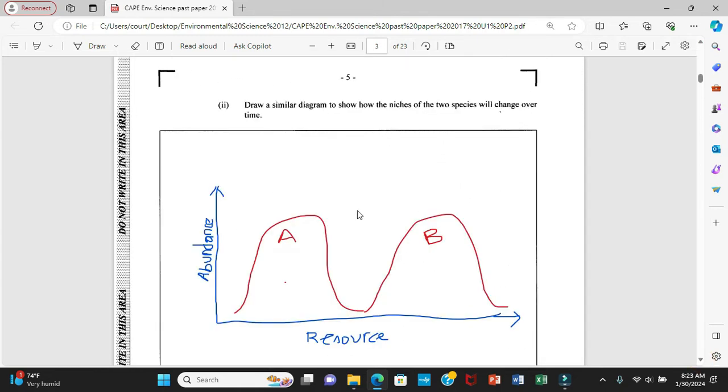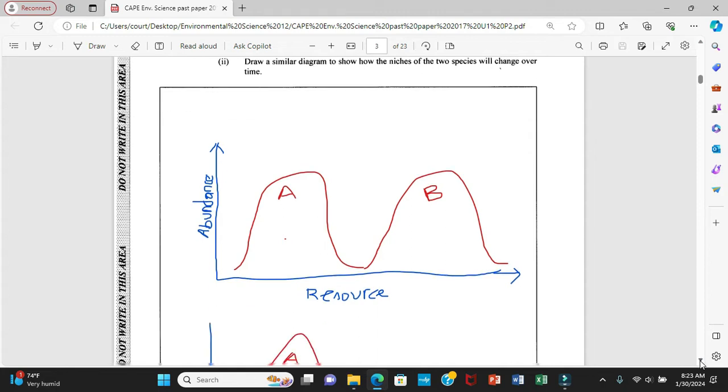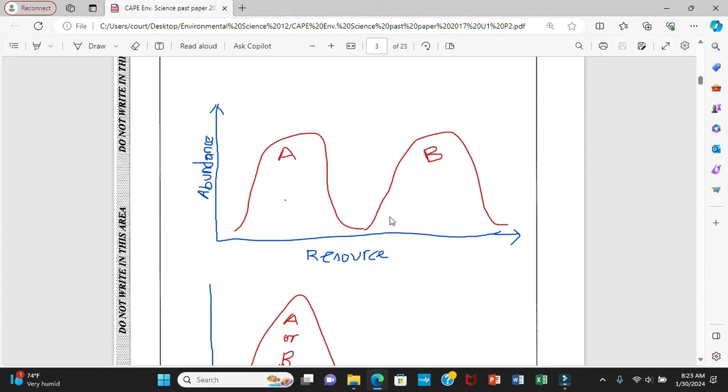All right, it says here to draw a similar diagram to show how the niches of the two species will change over time. All right, so this is what will happen over a period of time. They will share resources for maybe a short period of time. But as time goes on, both organisms will stop sharing resources. For example, an eagle and an owl, called an owl patu, right? The eagle and the patu.